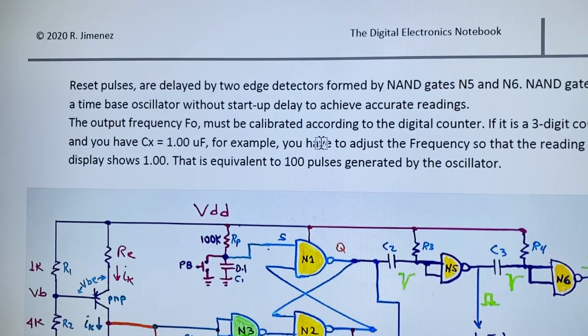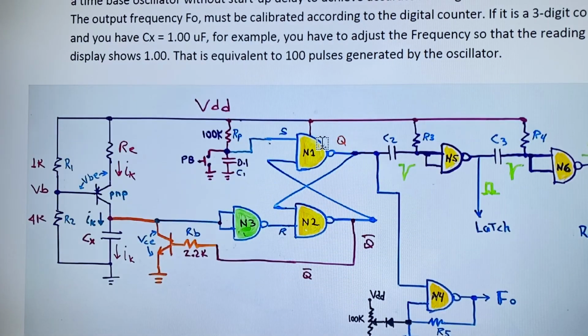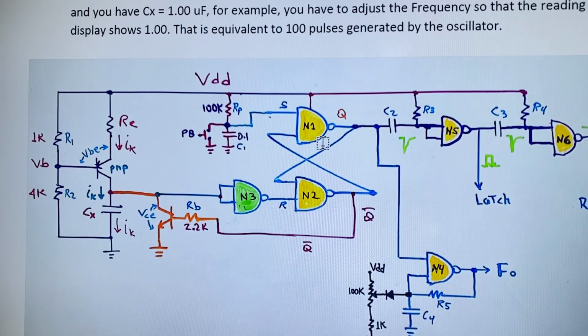Another application of this is the capacitance to pulse train converter using a linear charging circuit. And this will be the topic of my next video.